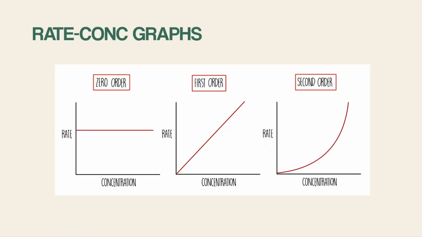So the first thing are rate concentration graphs. So 0 order, first order, second order. 0 order, you can see as we increase the concentration, the rate stays constant. So increase in concentration doesn't have an effect on the rate. So therefore 0 order. First order, as we increase the concentration, the rate increases by the same factor. So here you can see concentration does have an effect on rate. So therefore, it's first order. Second order is doing too much, going above and beyond, exponential, you get the point.